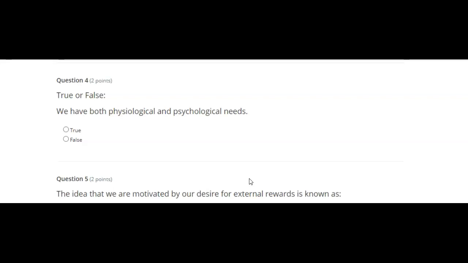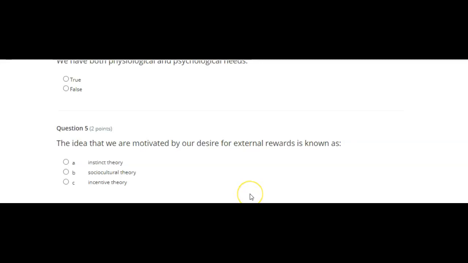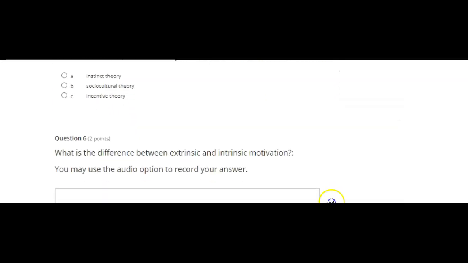True or false? We have both physiological and psychological needs. True, false. The idea that we are motivated by our desire for external rewards is known as A, instinct theory. B, sociocultural theory. C, incentive theory.